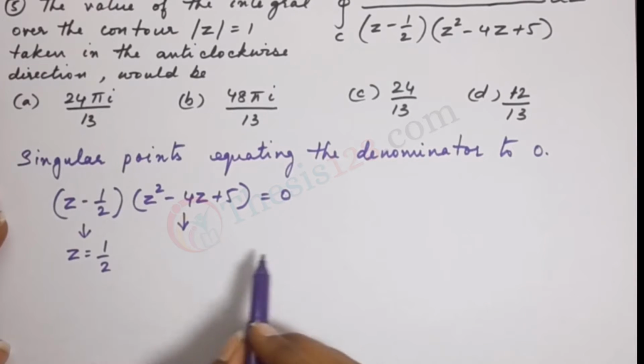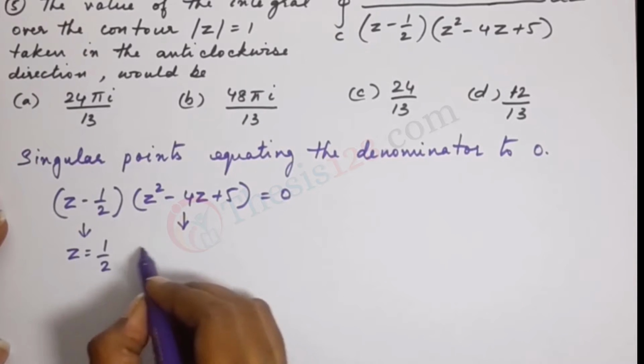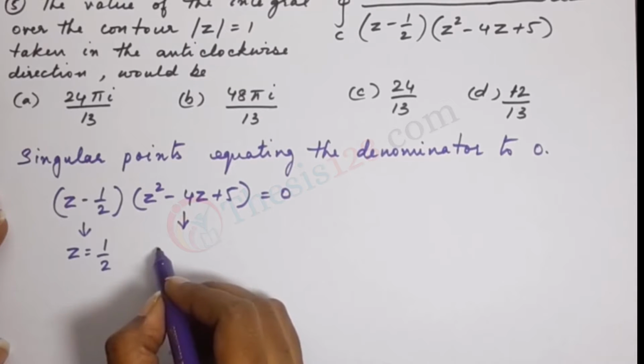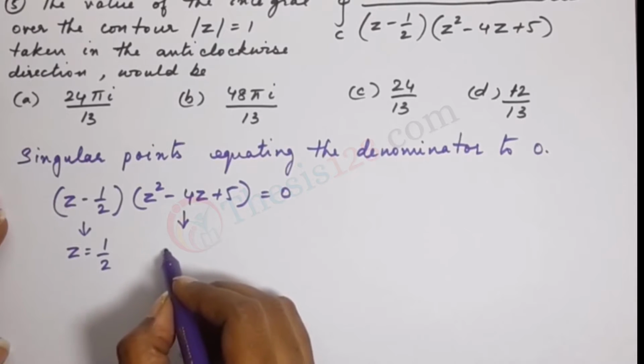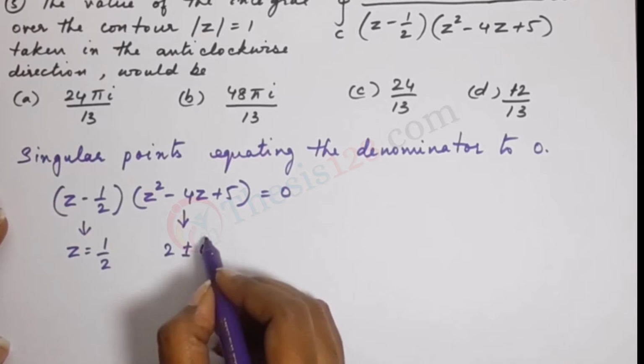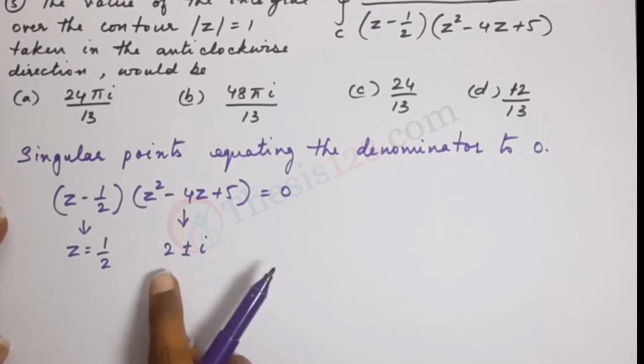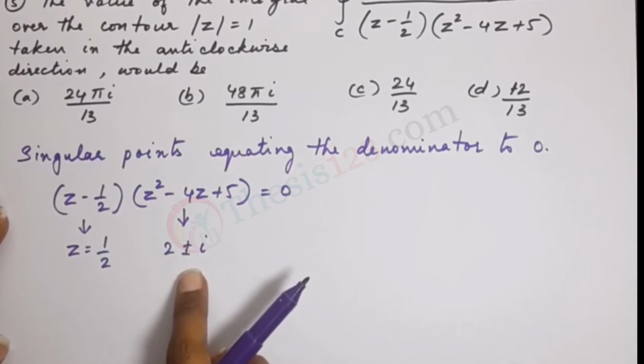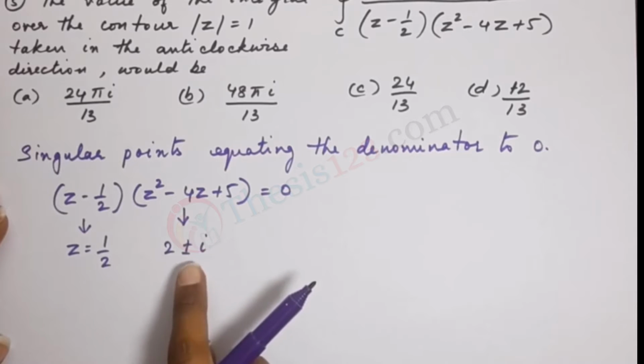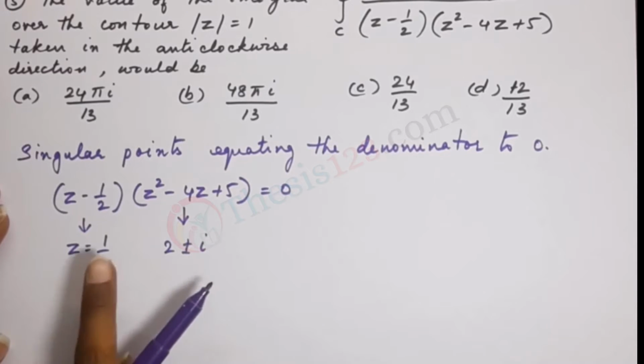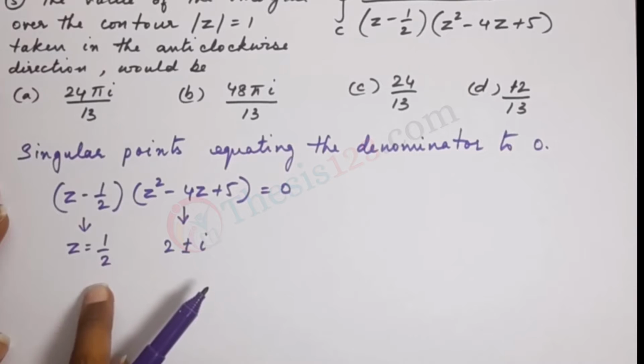So I'll leave that solving part to you, and I'll write the singular points over here. The points are 2 plus or minus i. So 2 plus i, 2 minus i. These are the two roots and they are complex roots. So you will have to note that. So z is equal to 1 by 2 is the only real root here.